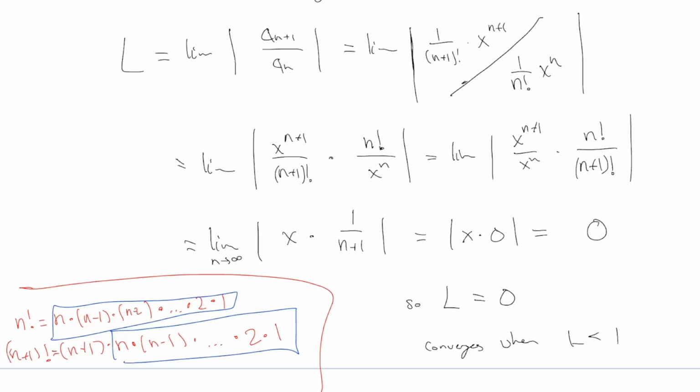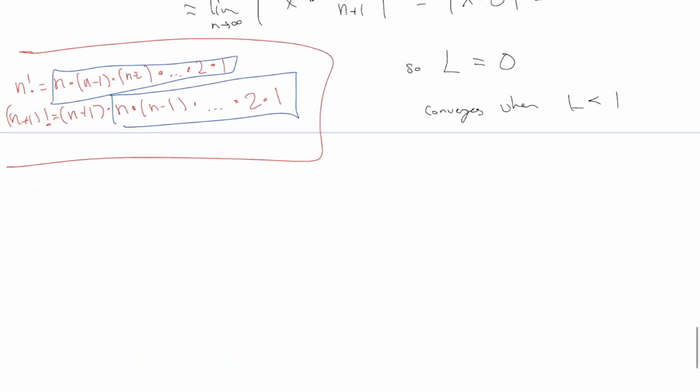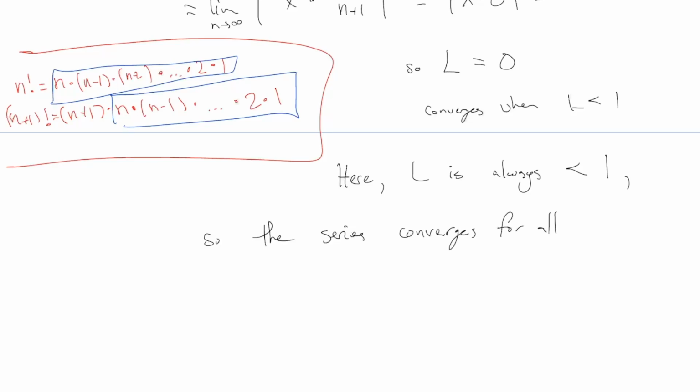But in this case, we've shown that L is always less than 1, right? No matter what x is, L is equal to 0. And so that means it converges no matter what x is. For every x, it converges. So in this example, L is, for every x, less than 1, so that means that the series converges for all x. It doesn't depend on x, because the x went away while we were calculating the L. That means the x ended up being irrelevant, so it always converges for all x.